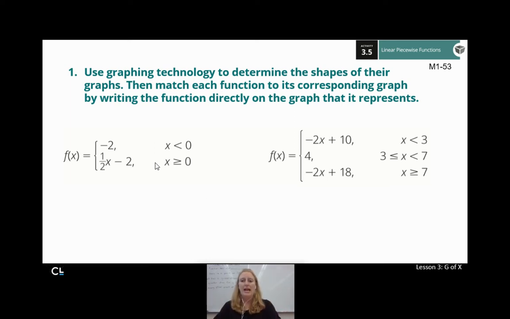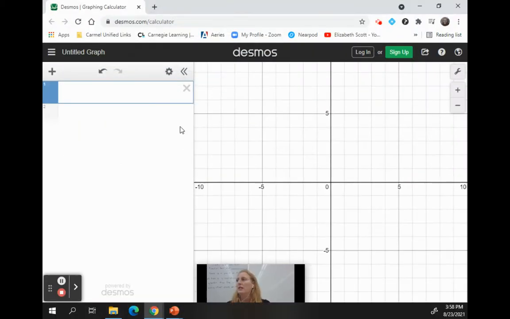Now, if you're freaking out about Desmos, let's talk, shall we? Let me help you set up this one to give you the idea of how this works. So we're going to do f of x equals -2 when x is less than 0, and f of x equals 1/2 x minus 2 when x is greater than 0. And here's how this is going to go. So I'm going to do the first part.